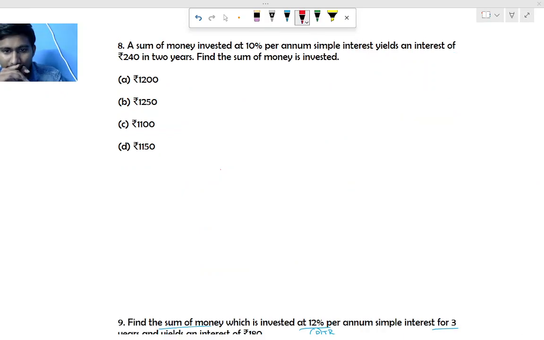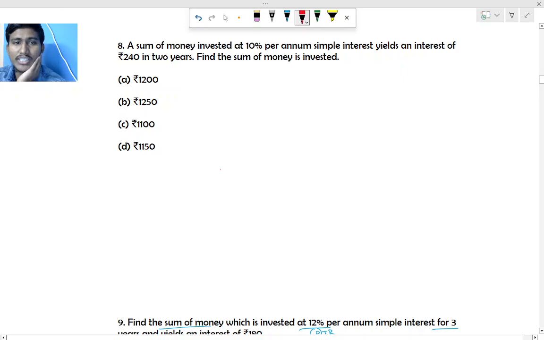Now 8th question, right? It is very simple. Let us see now. What is the 8th question here? The question is, a sum of money invested at 10% per annum and simple interest yields an interest of 240 in 2 years. Find the sum of money invested. Sum of money invested means principal we have to find. So here let us see.